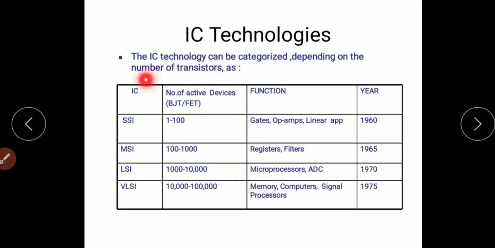Depending upon the density of transistors on an IC, these ICs are classified into SSI, MSI, LSI, VLSI. Small scale integrated circuits consist of up to hundreds of transistors. Medium scale integrated circuits consist of up to some 1000 transistors. Large scale integrated circuits consist of up to some 10,000 transistors. And now VLSI technology, in which the number of transistors has increased to millions.